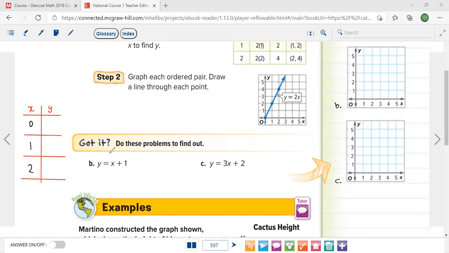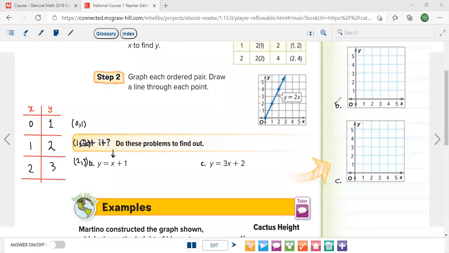So x is 0, 1, 2, and let's see the y. Of course, we are replacing in the place of x. So if you put here 0, what is 0 plus 1? Yes, it's 1. Now take the 1. If you put here 1, what is 1 plus 1? Yes, it is 2. Take the 2, put it here. What is 2 plus 1? Yes, it is 3. So we have ordered pairs like 0 and 1, like 1 and 2, like 2 and 3.